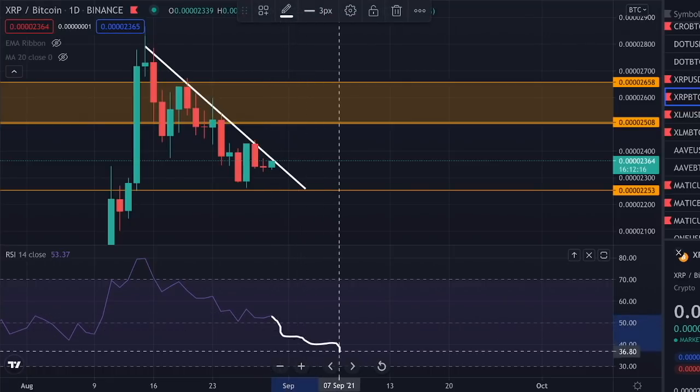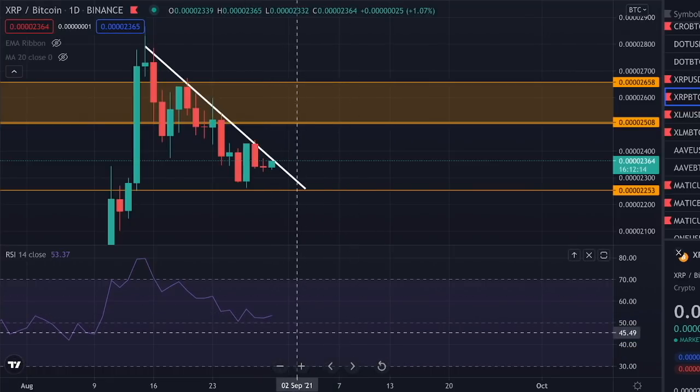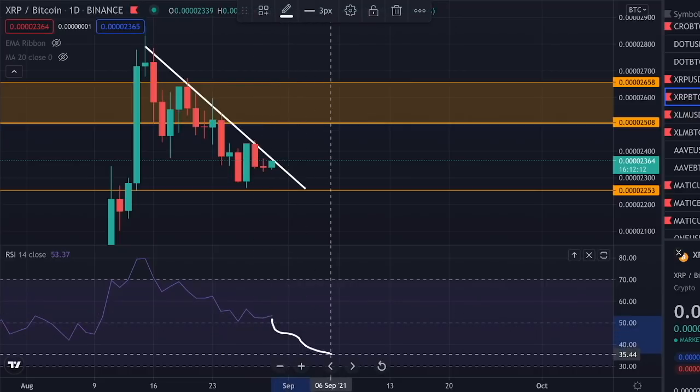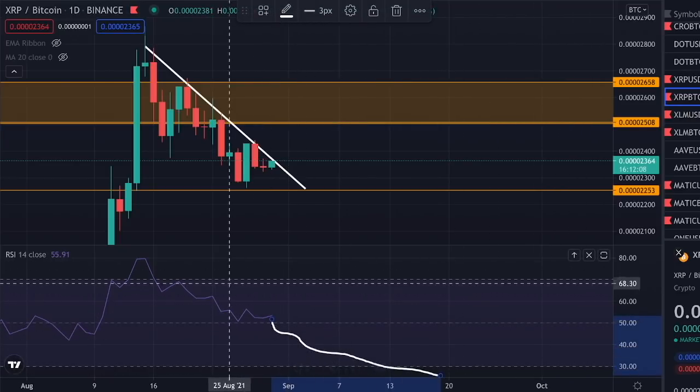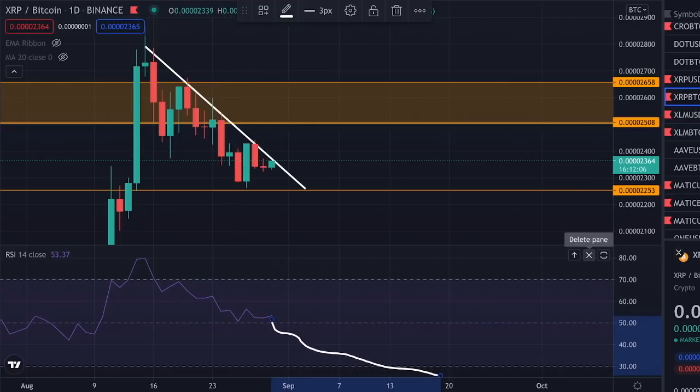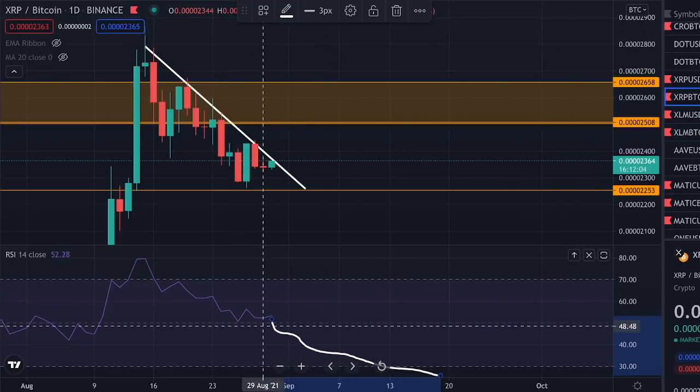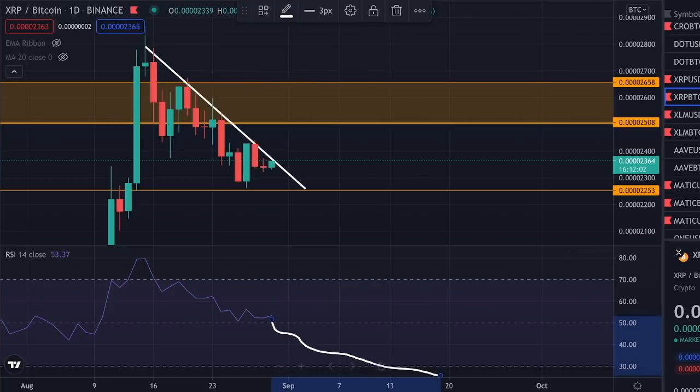If XRP decides to break even further down, we will see a major decrease in its strength compared to Bitcoin, and as well a major downfall on the RSI. So you have to take into consideration that we are not yet in the oversold area, and that we might perhaps see a major downturn over here on the daily time frame.